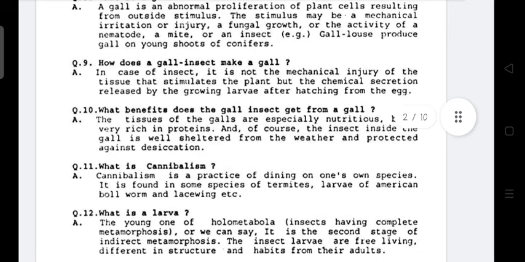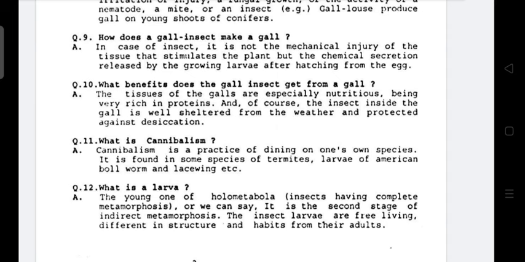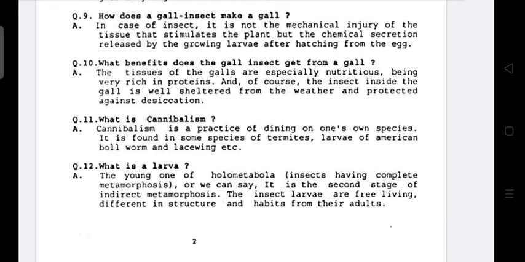How does a gall insect make a gall? In the case of insects, it is not the mechanical injury of the tissue that stimulates the plant, but the chemical secretions released by the growing larva after hatching from the egg. As it continues to grow, it secretes chemicals which induce gall formation in plants. What benefits does the gall insect get from a gall? The tissues of the gall are specially nutritious, being very rich in proteins. And of course, the insect inside the gall is well sheltered from the weather and protected against desiccation.